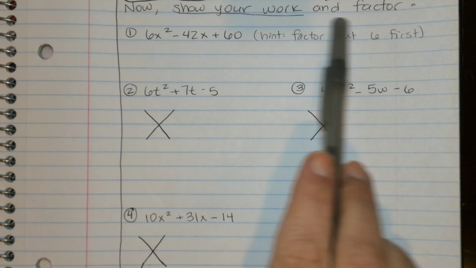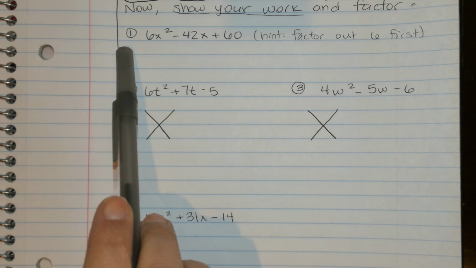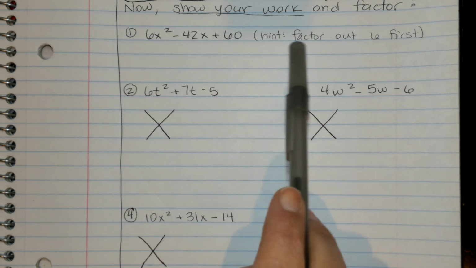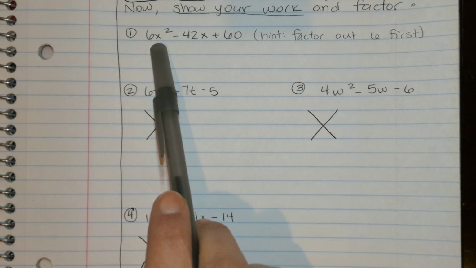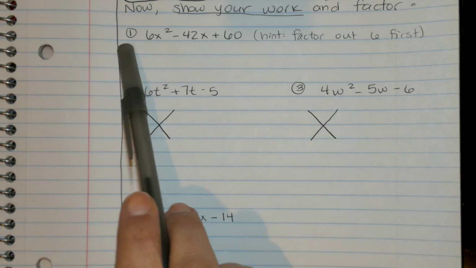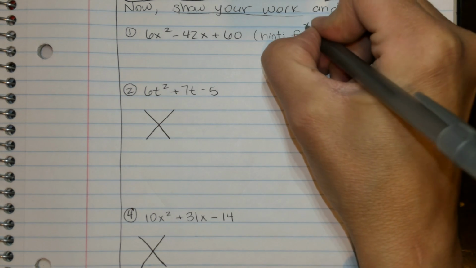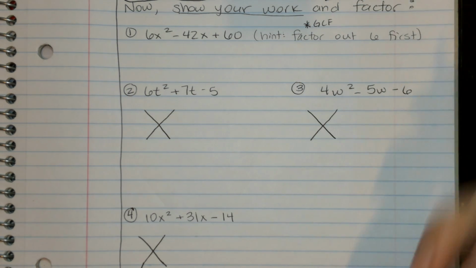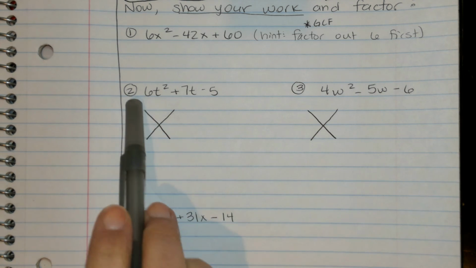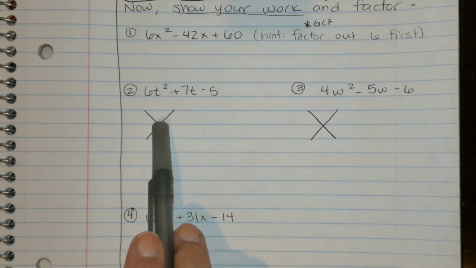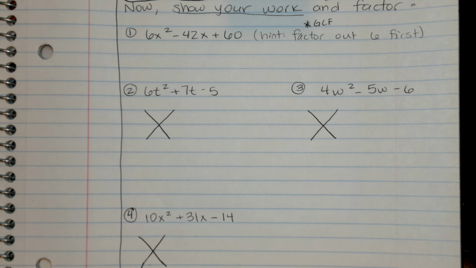So now show your work and factor. Number 1, I have a hint. Factor out 6 first and then see what you can do. This is that number, like the first type of problem where there's a GCF. This is the GCF way. Okay, then 2, 3, and 4, there's no greatest common factor. You're just going to do the steps that we did above.